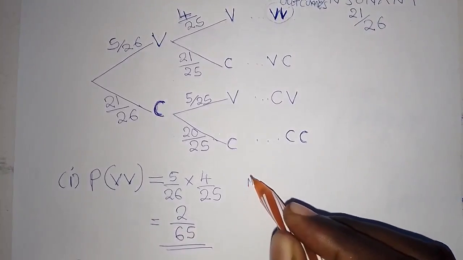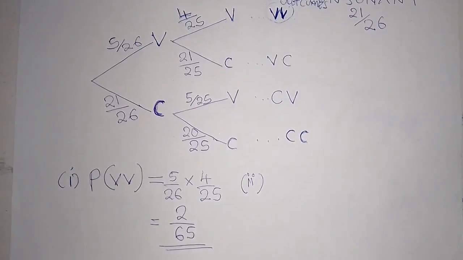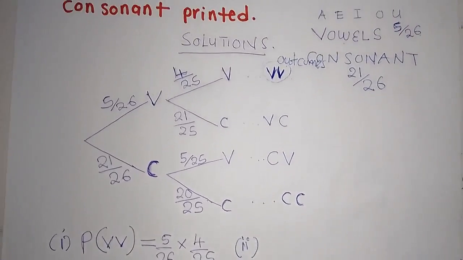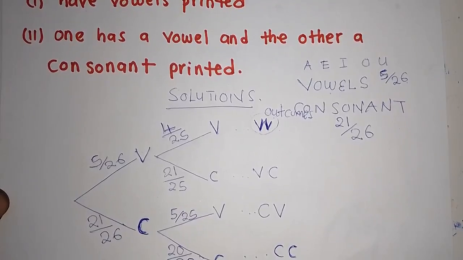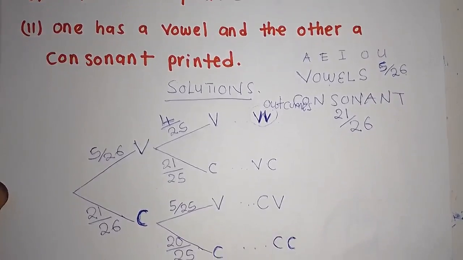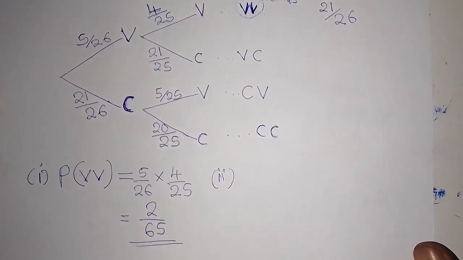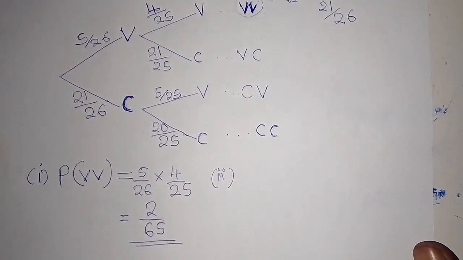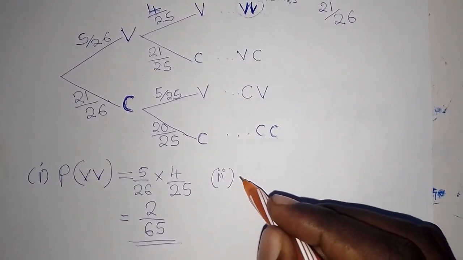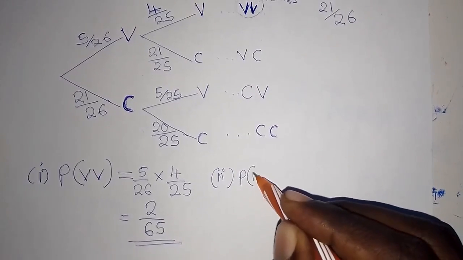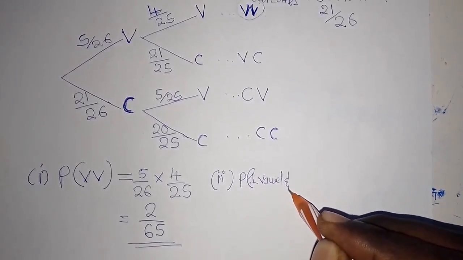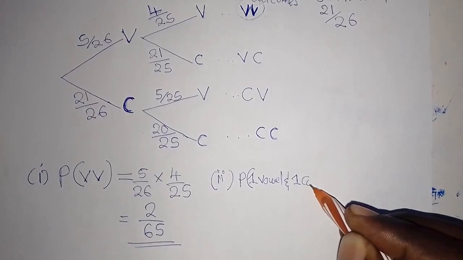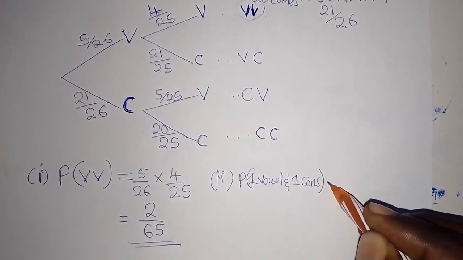I move to the second one. How is the second question? My second question is saying one has a vowel and the other a consonant printed. So vowel and a consonant printed. Now you check. Say probability: we've got one vowel and the other one a consonant, which is equal to what?